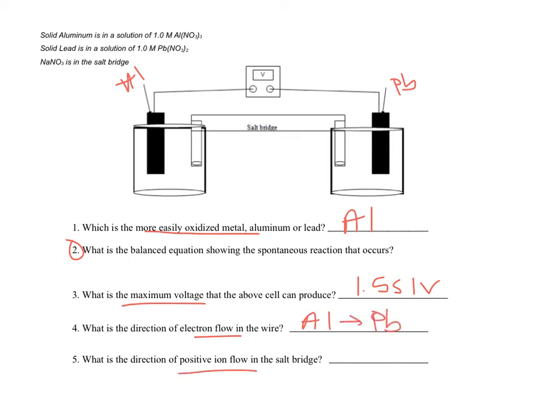What is the direction of the positive ion flow? So in our picture, in our last screen, we said that the positive ions are going to flow into the cathode to help balance out the charges. And so they're literally flowing into that lead nitrate solution.